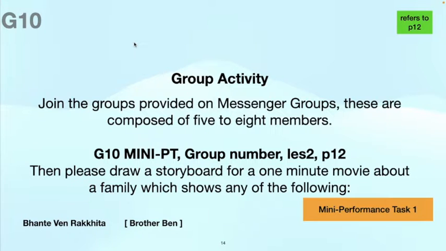Now we're going to start off with a group activity, and this refers to page 12 indirectly. We're just at the beginning of lesson two. So join the groups provided on Messenger groups, and these are composed of 5 to 8 members. Those groups have already been created by me, and they're on Messenger. So look for them under G10 Mini PT group number. It would just say group 1 or group 2 or group 3 or group 4 like that. Lesson 2, page 12.